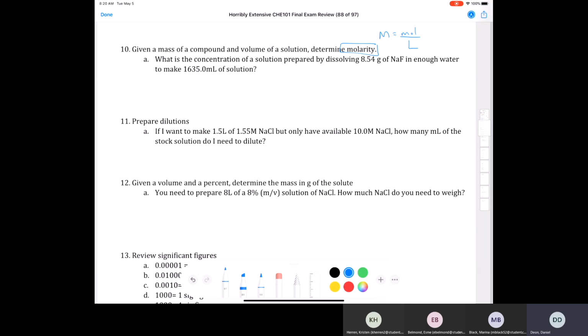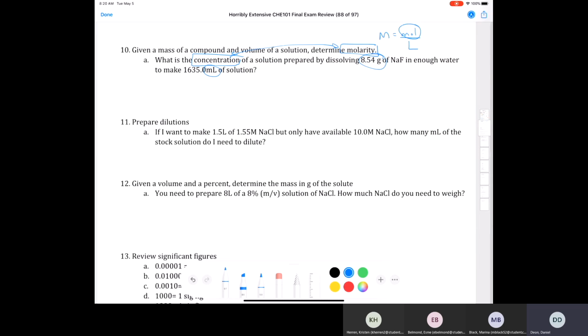All right. So it says here, what is the concentration or molarity? Concentration is the same thing as molarity. What is the molarity of a solution prepared by dissolving 8.54 grams of sodium fluoride in enough water to make 1,635.0 milliliters of solution? The first thing that we need to do here is a little bit of conversion, because we need moles and we're given grams, and our volume is in milliliters and we need to convert that into liters. Let's do the conversion of the volume first.